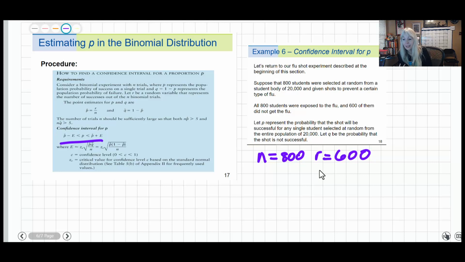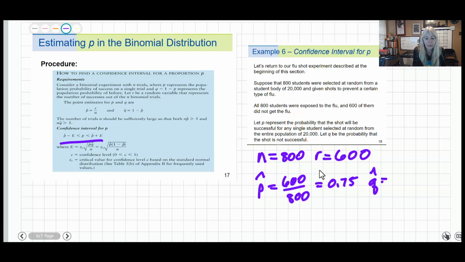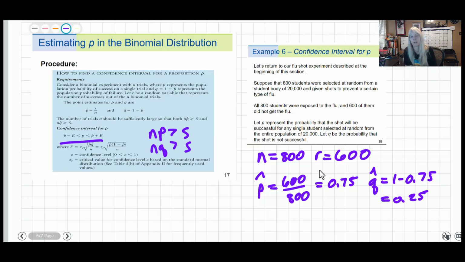So I can easily find p hat. Remember, p hat is my R divided by my N. So that's 0.75. And remember, q hat is just 1 minus p hat. So 0.25. Remember, because all probabilities have to add to 1. And so now this makes it pretty easy. You always want to check, remember the requirements, the n times p and the n times q, and you will see they're both greater than 5.